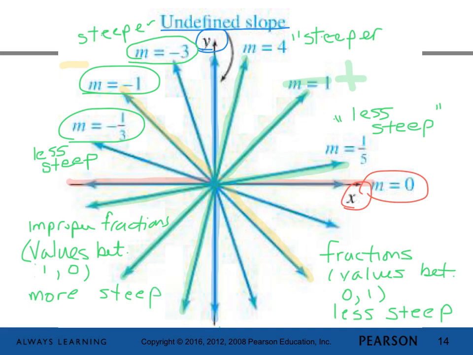Improper fractions, remember, is where the numerator is larger than the denominator, whereas a proper fraction is where the denominator is larger than the numerator. So this is just a summary of the relationship about slope. You need those basic concepts much more than you need skill in applying a formula.